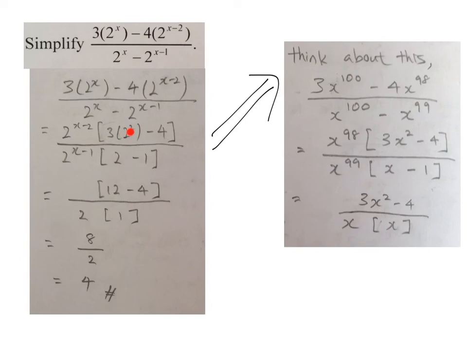So we simplify the numerator. 2 squared is 4, 3 times 4 is 12. So 12 minus 4 is 8, and 2 times 1 is 2. So 8 divided by 2 is equal to 4.